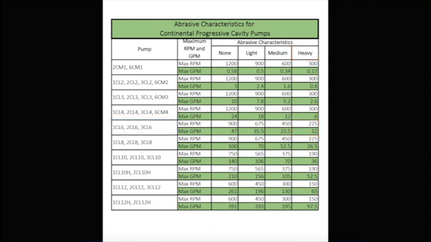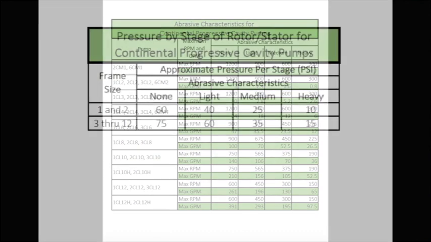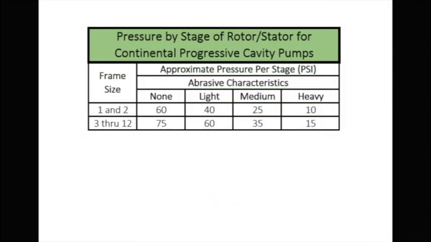Now we're going to jump over to table 4, and here we're going to talk about how the abrasive characteristics can affect our pressure as well. This one will be real quick to go over. We're going to go over to the left hand side, pump frame size, where it's got the 1 and the 2, and we're going to slide over to the right where it says none. So there are no abrasive characteristics there. That pump can pump 60 PSI. If we slide back all the way over to heavy for the example, and we're still in the same frame size, you can notice it went from 60 down to 10 due to the abrasive characteristics. So it's going to affect our pressure as well.